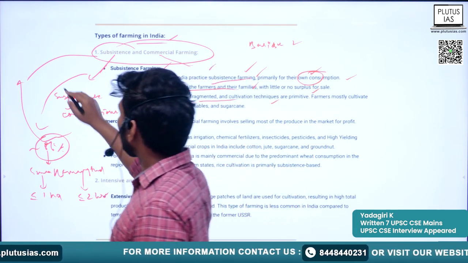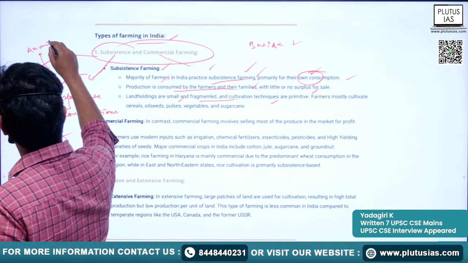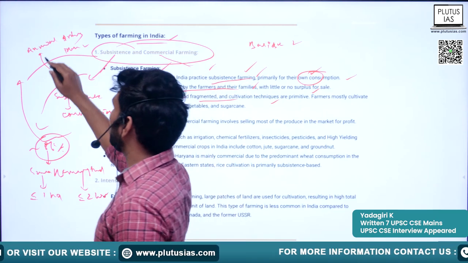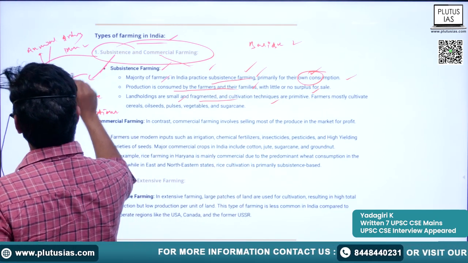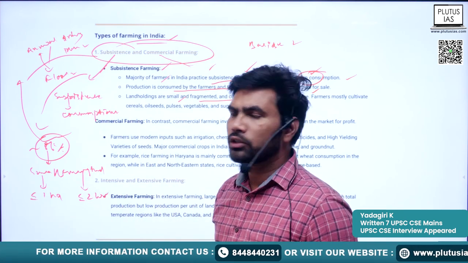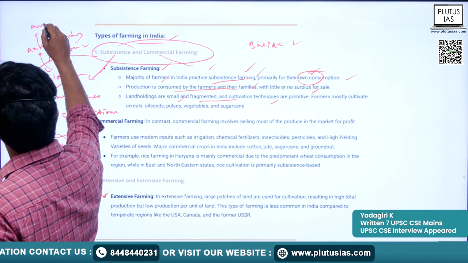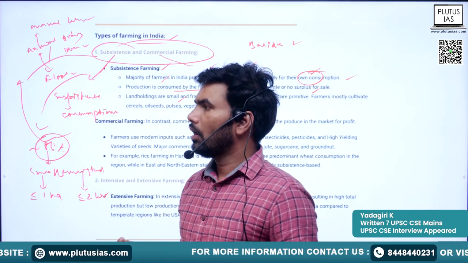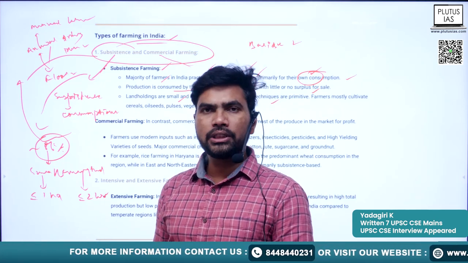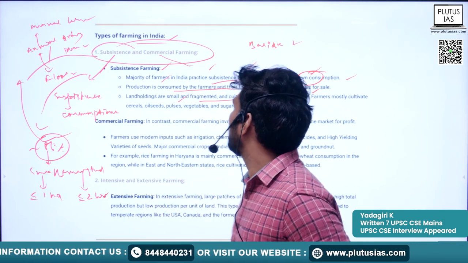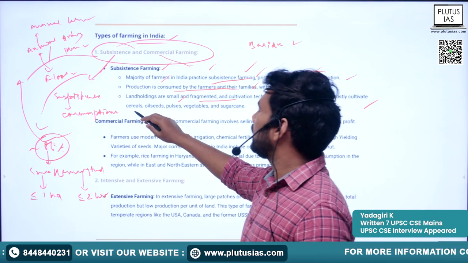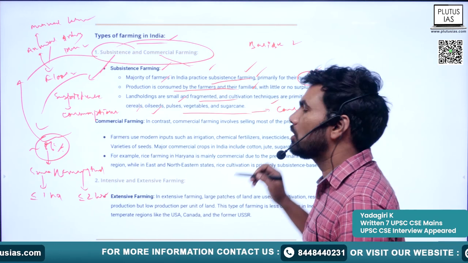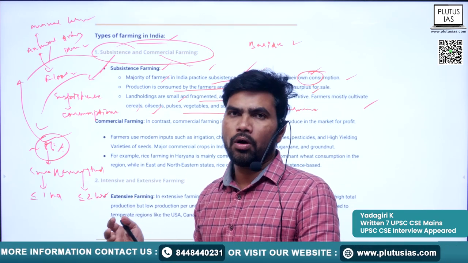So basically they will be using animal driven plows, and whatever techniques they use, for example, for irrigation, they will use the primitive flood irrigation type. For harvesting also, mostly they engage manual labor, not only for harvesting but also for weeding, removing the weeds. Basically, manual labor will be engaged, right? Farmers mostly cultivate cereals, oil seeds, pulses, vegetables and sugarcane. So this is majorly for consumption. Majority of them are food crops or food grain crops.